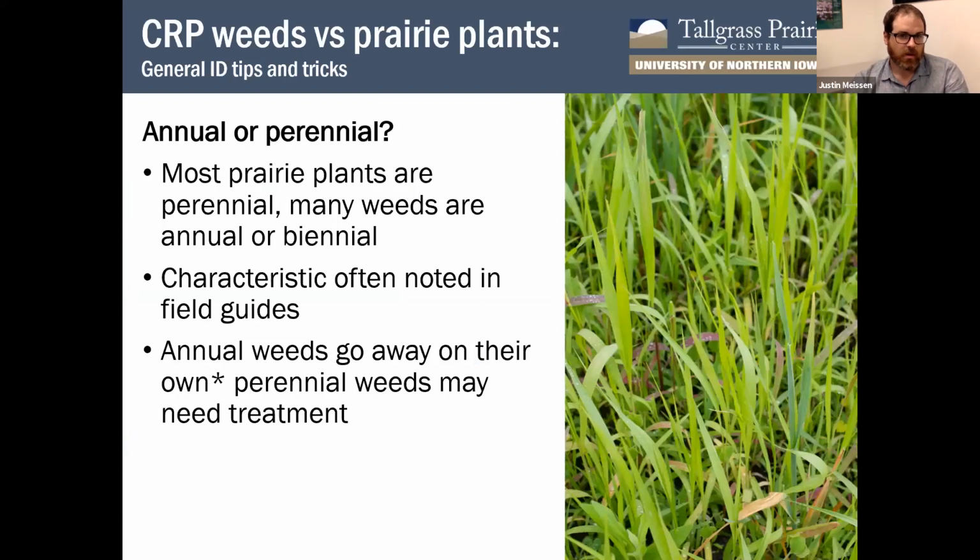So the last thing I want to cover here is some general ID tips and tricks that might help you narrow down your search if you have an unknown plant, and particularly an unknown plant that might be very common, like this grass on the right.